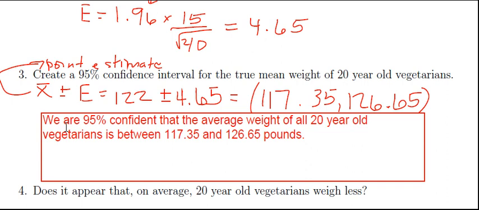And that's it. I want to make sure I mention the confidence level. This is the confidence interval for the average, so I have the word average in there. And it's for the population, so I have all 20-year-old vegetarians, which is my population.